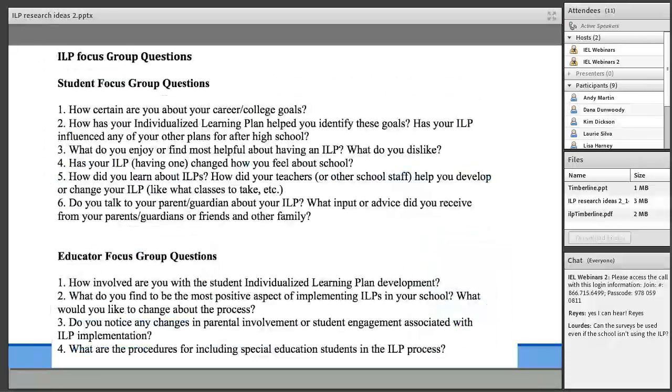The first are, these are the questions. Yes? I'm just going to interrupt you. Lourdes has a question. Can the surveys be used even if the school isn't using the ILP?